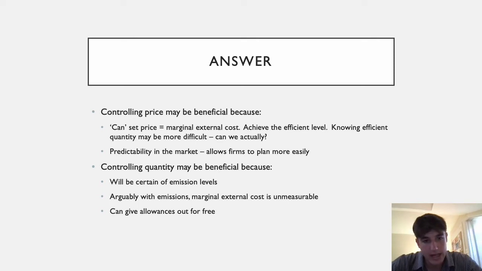Then a third benefit is that you can give allowances out for free. Now, if you've read the article really carefully, you'll have come across this.